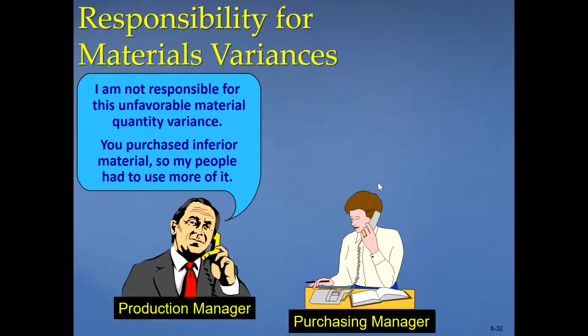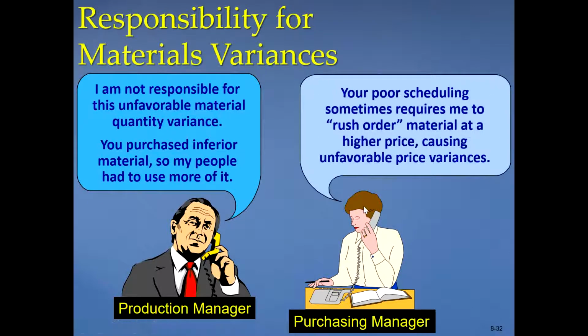Now who is responsible for these variances? The production manager is saying, I'm not responsible for this unfavorable material quantity variance, because the purchasing manager, you purchased inferior quality, not a good material, so my labor has to use more of it. I'm not responsible. I have used more material because you purchased a low quality material.